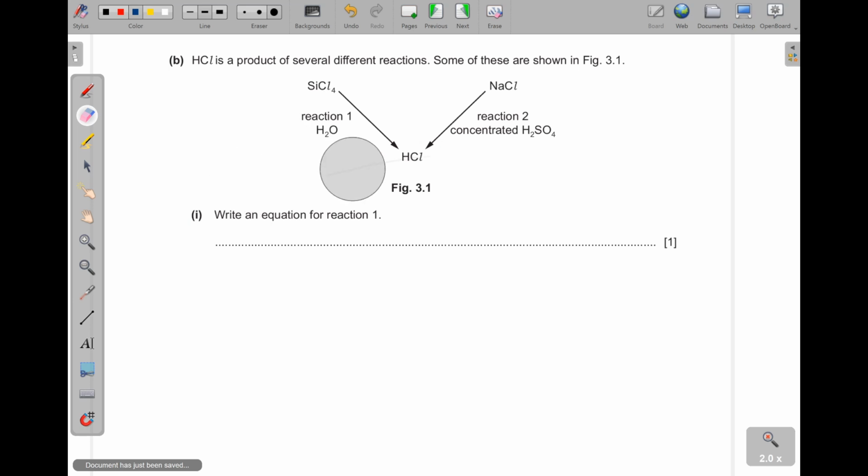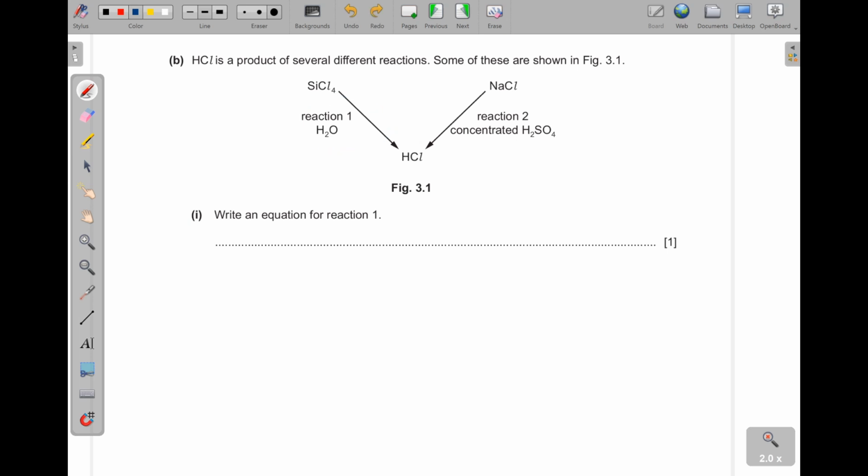Concentrated sulfuric acid can react with sodium halides, or the halides, to form hydrogen halides. Let's say HCl, there is HI, then HBr. Then these ones break down, but this one doesn't. That one is also very examinable. Let's continue. Now they are saying write an equation for reaction 1.